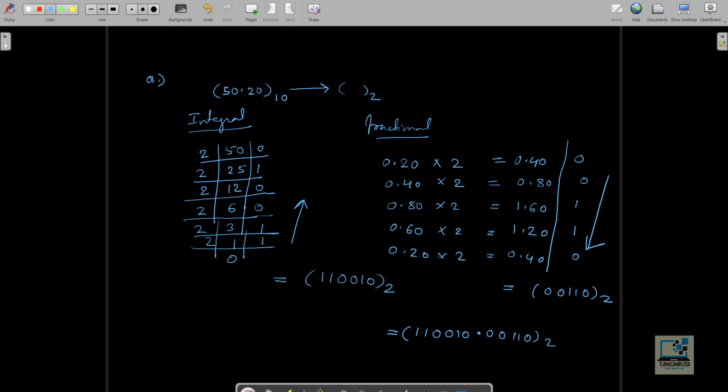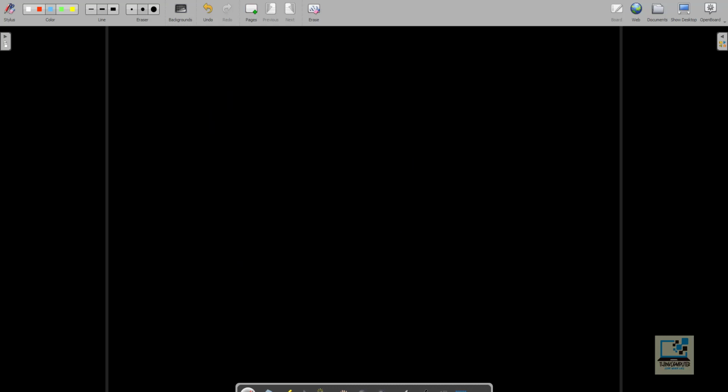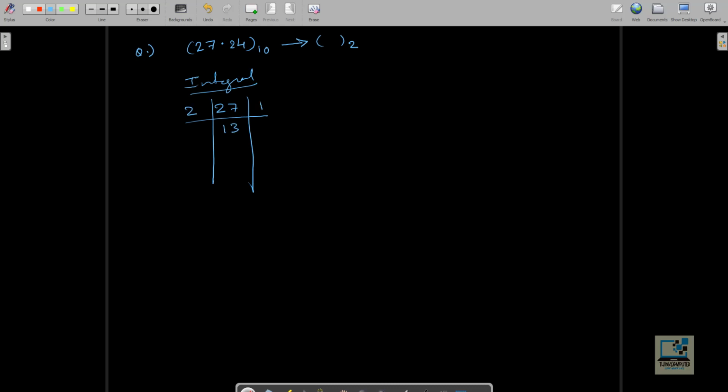Let us see one more example. Suppose if I take a number 27.24 base 10, that's a decimal number, and convert it to binary, that is base 2. So first let us do the integral part. In the integral part we have 27, simply divided by 2.